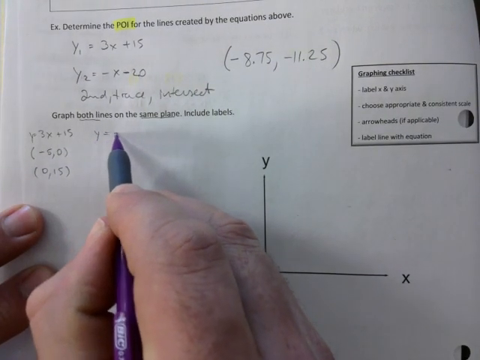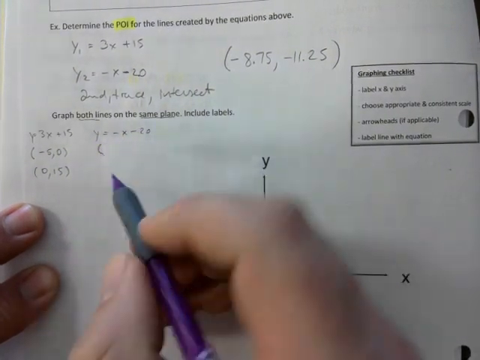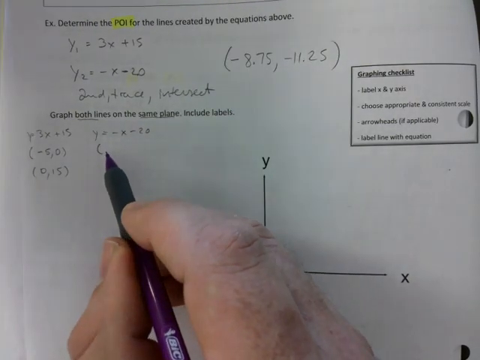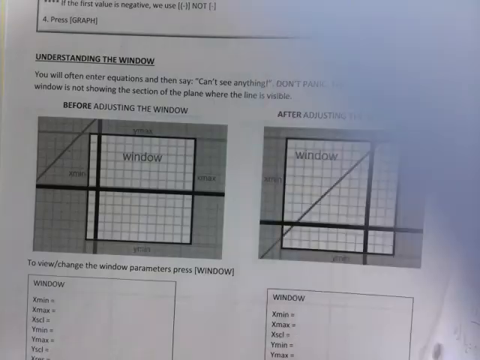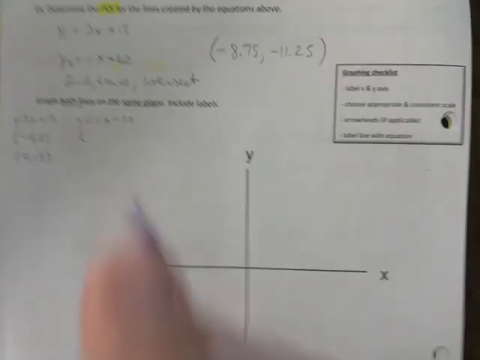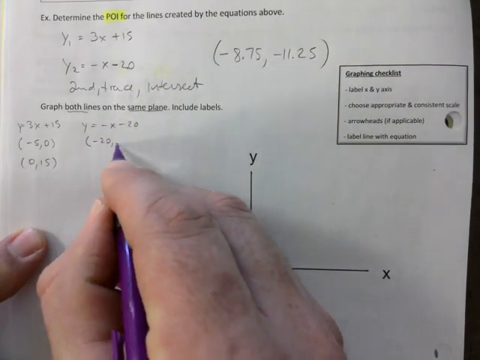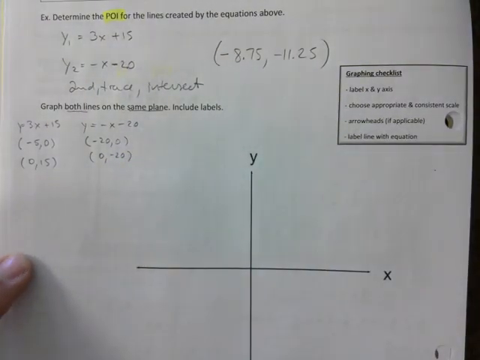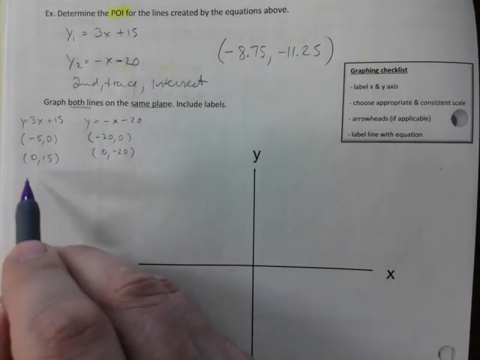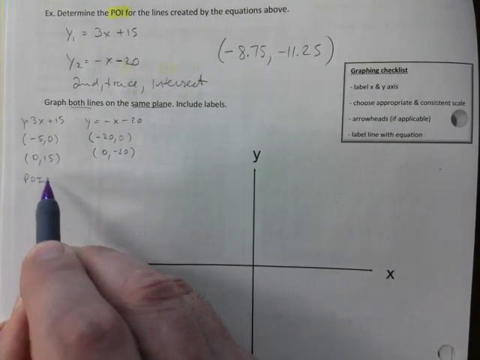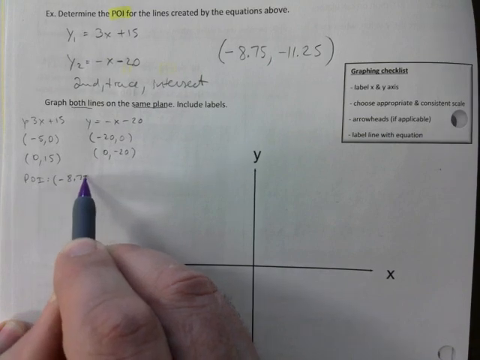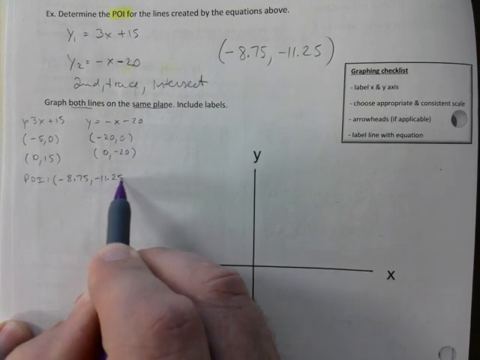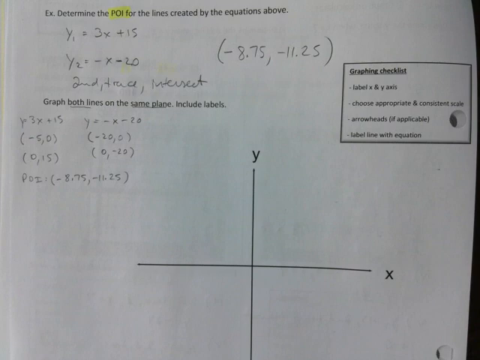And the other equation was -x minus 20. My x-intercept was -20, 0, yeah. -20, 0. And my y-intercept was 0, -20. And the POI, which is very important, is -8.75, -11.25. You want to make sure all of these show up on your graph. Okay.